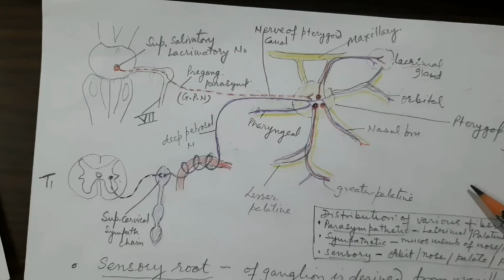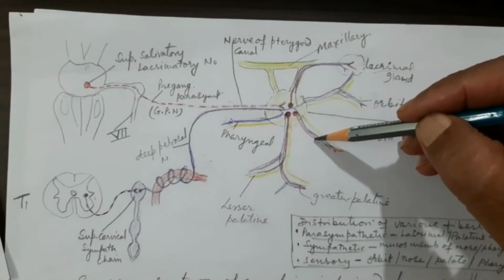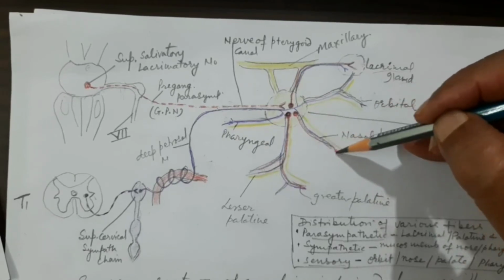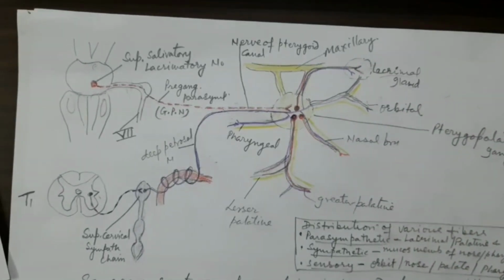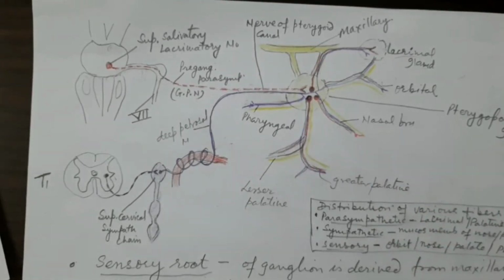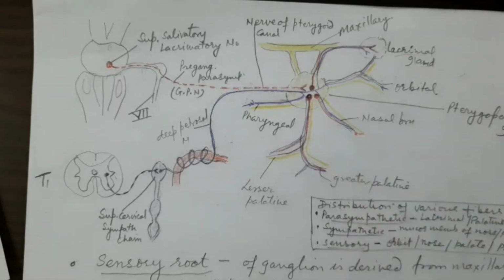And this will also contain various kinds of fibers: the sensory fibers, the motor fibers, that is parasympathetic postganglionic, and the sympathetic fibers, because the nasal mucous membrane contains lots of glands. So the parasympathetic fibers will supply them, plus the blood vessels are supplied by the sympathetic, and sensation is supplied by the maxillary nerve in the nose. So this is the nasal branch.